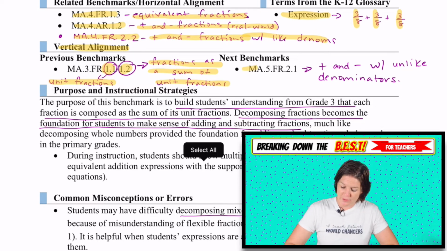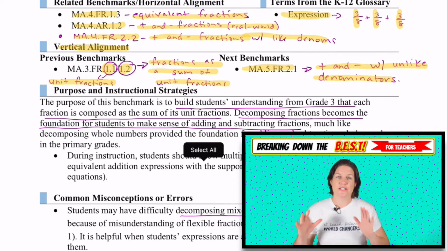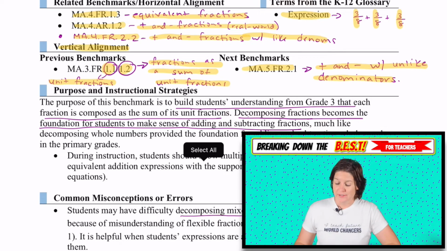And then in fifth grade, we will move up to adding and subtracting with unlike denominators. For fourth grade, we stay with like denominators except for going from tenths to hundredths. But that's not within this standard. Within this standard, we are sticking to having the same denominator.